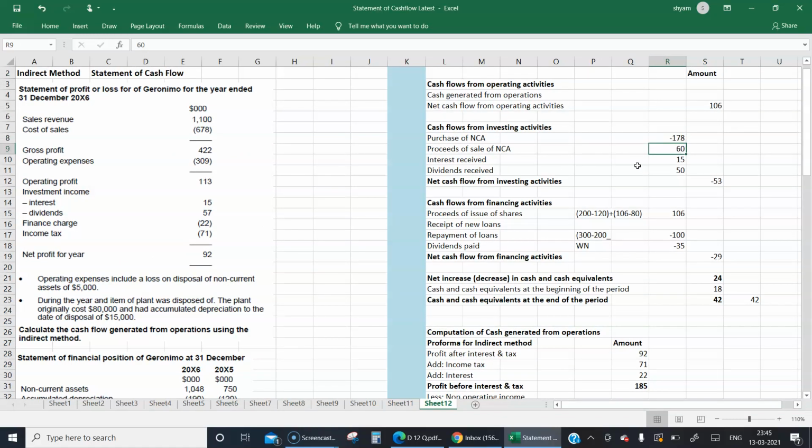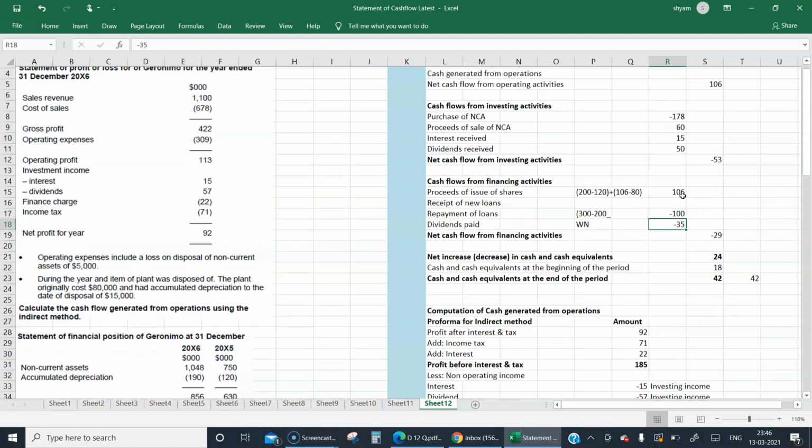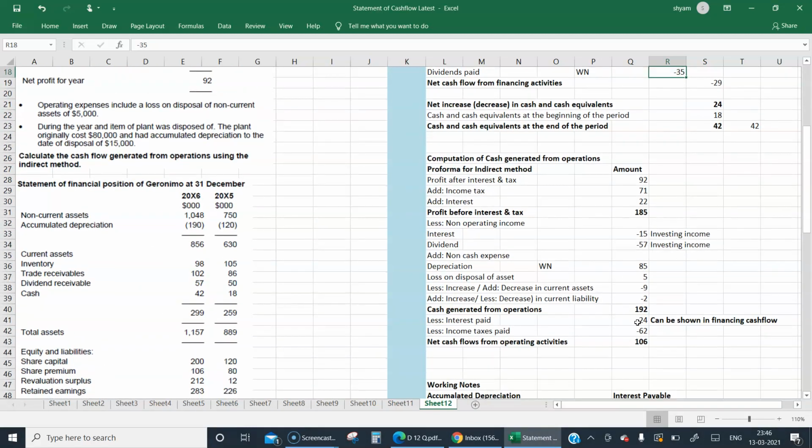Here, interest received, dividend received, and all we have accounted. Okay, and any dividend paid, sorry, not dividend paid, interest paid. So interest paid and income tax paid, we have shown here. Okay, so those working notes we have shown here. What we originally added and what we are deducting is quite different, because what we added was the P&L item, income tax and interest, and what we are deducting now is the cash interest and income tax. That's what we are deducting.